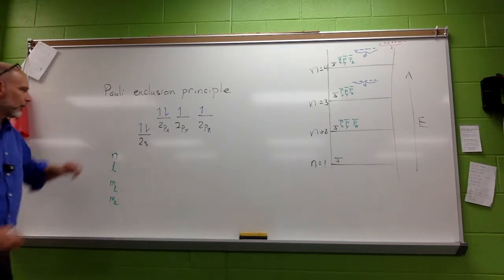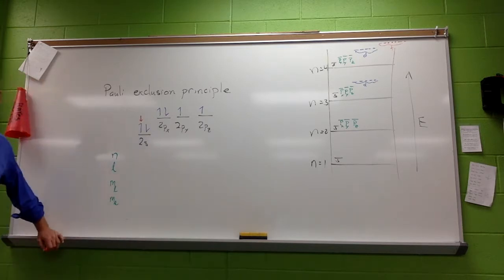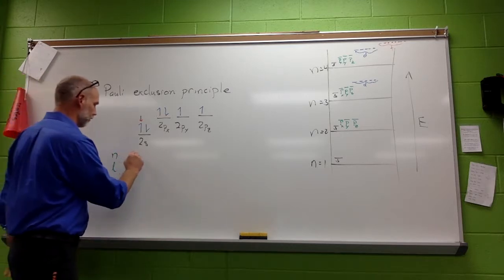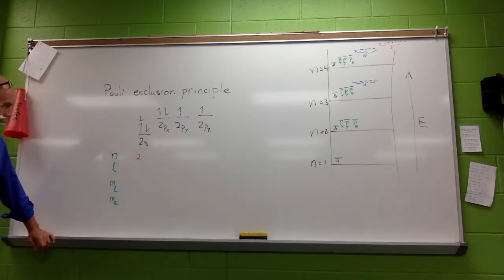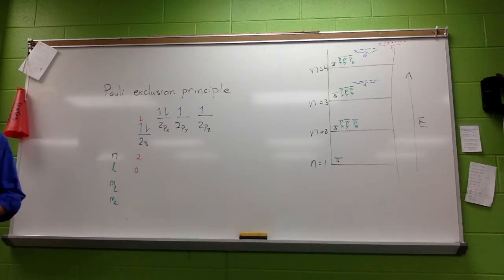What is, for this electron right here, what is the value of N? What energy level is it on? Two. What is the value of L? You may want to refer to your notes. Zero. Why is it zero?